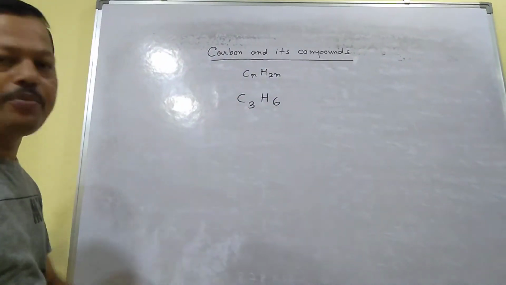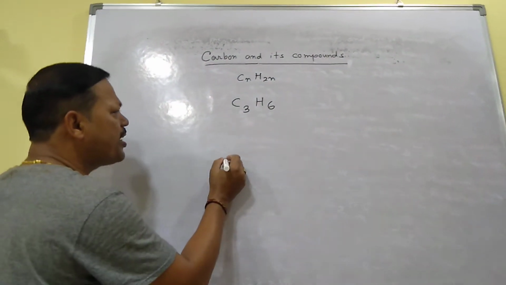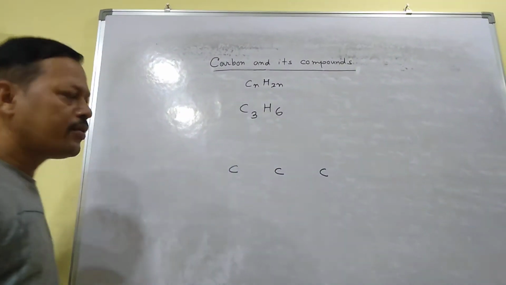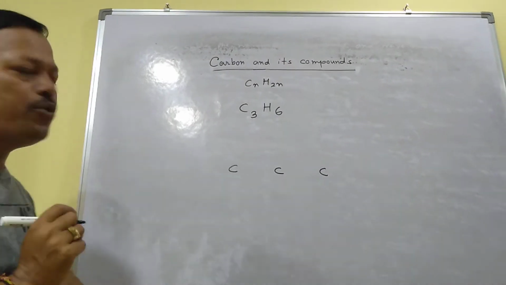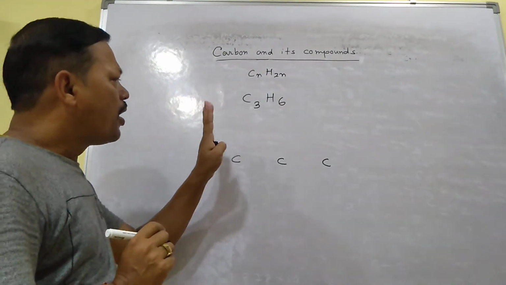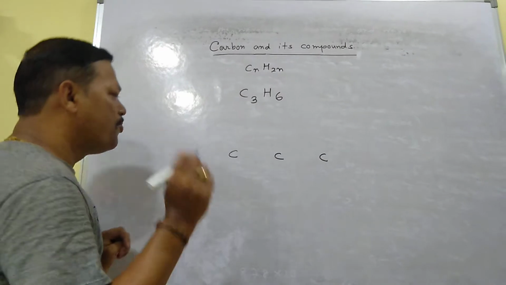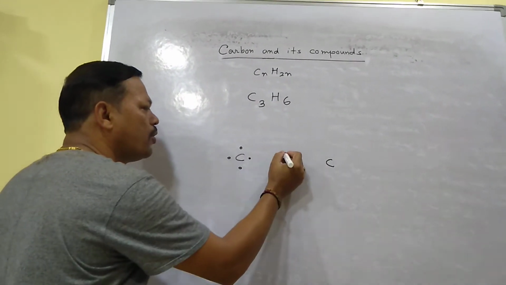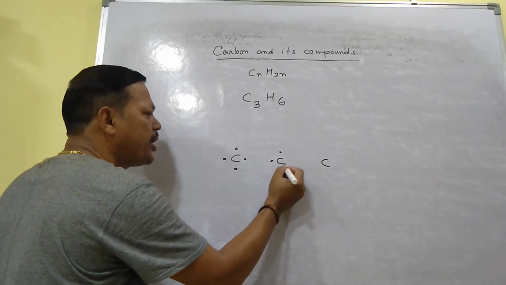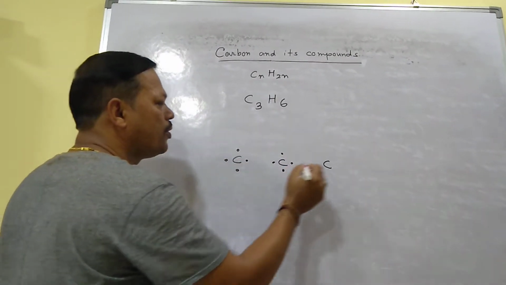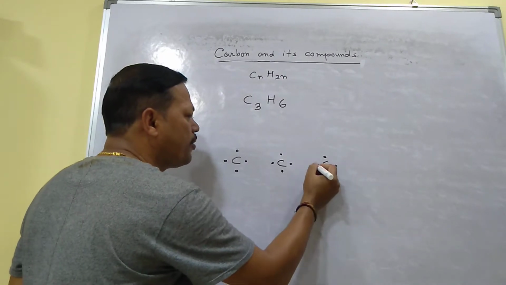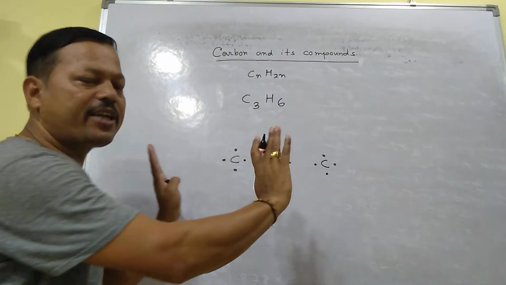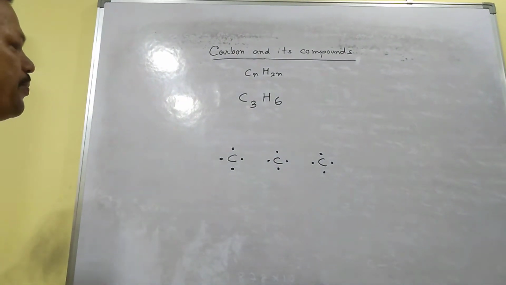Now here how many carbon? There are 3 carbon. So you write 3 carbon first time like this. These are the 3 carbon, and you know carbon contain how many valence electron? 4. So here 1, 2, 3, 4. So like this you write 3 carbon and you draw the valence electron of carbon inside the atom.